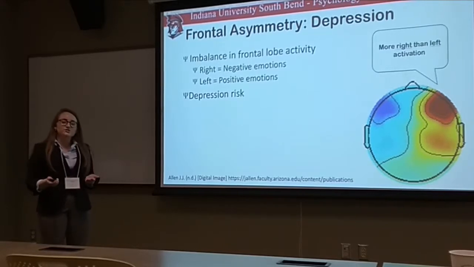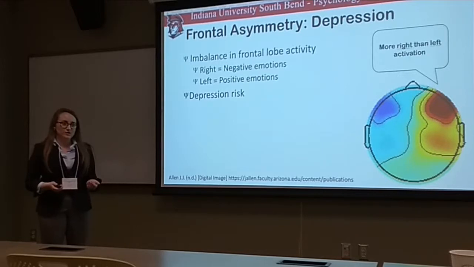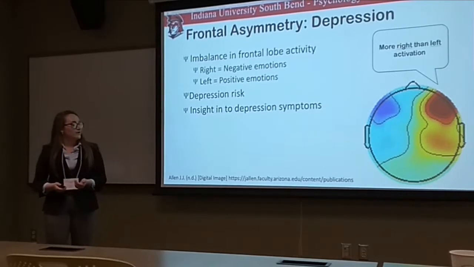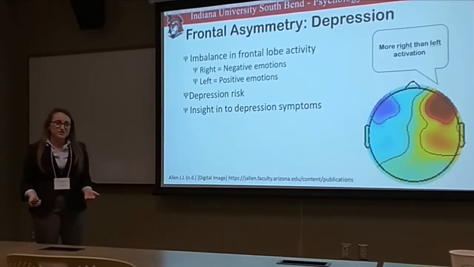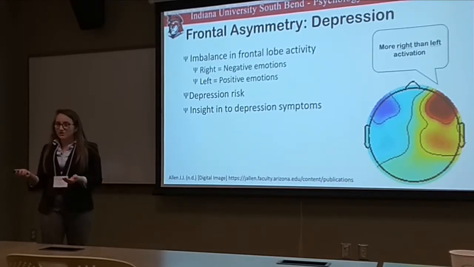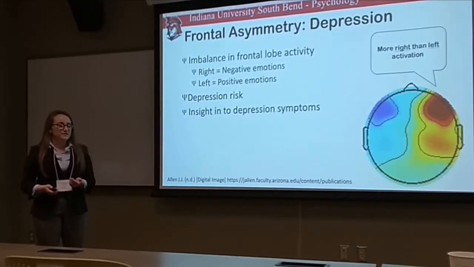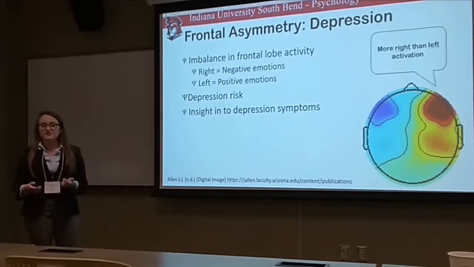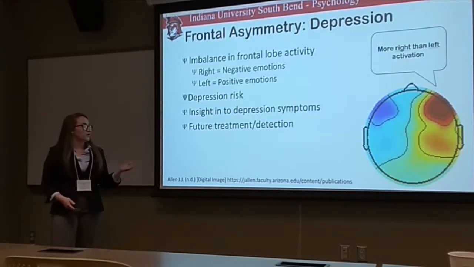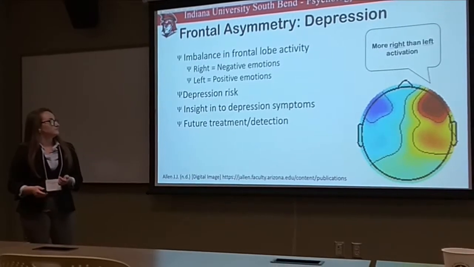So frontal lobe asymmetry can give us some insight into depression risk. So people who just naturally have more right frontal lobe activity than left are at greater risk for depression. But it also gives us insight into the symptoms of depression. So it makes sense that people with depression experience sadness because they have more activation on that right side. But it might also give us some insight into why they experience other symptoms, like difficulty concentrating or language difficulties, memory difficulties as well. But it can also help us with potentially future treatment or future detection of depression.